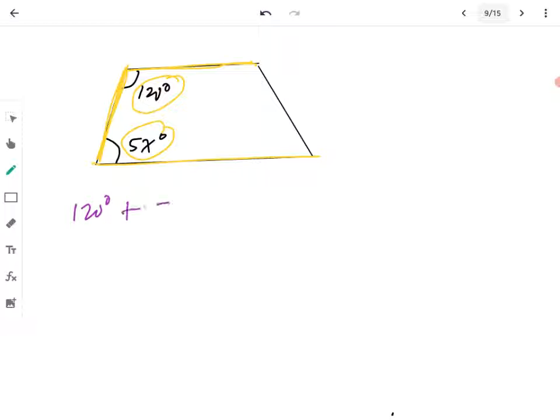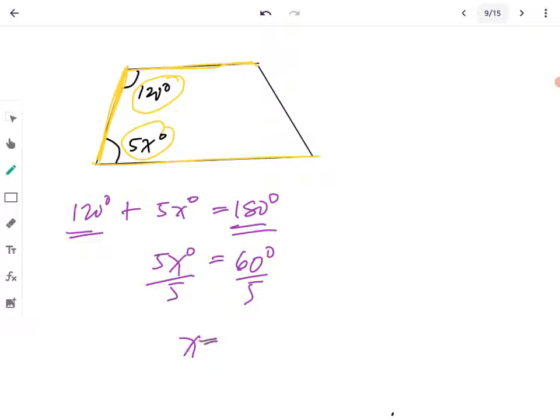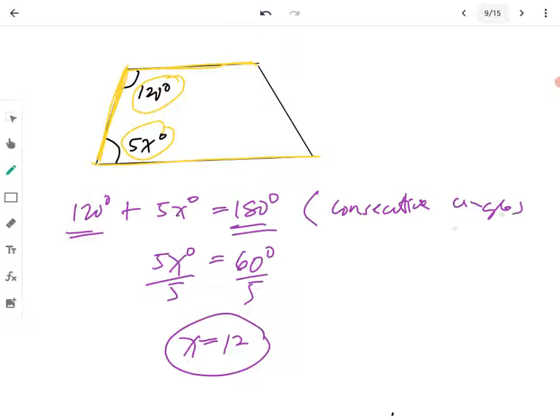Subtracting 20 from 180, we have 5x becomes 60. Divide both sides by 5, we know that x becomes 12. So what's the reason here? It's consecutive angles are supplementary, or simply add up to 180 degrees.